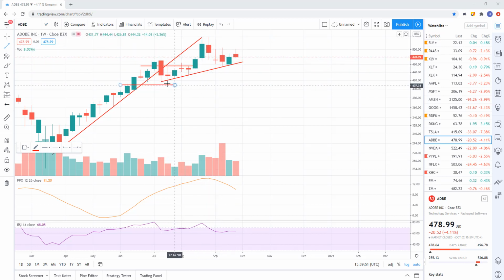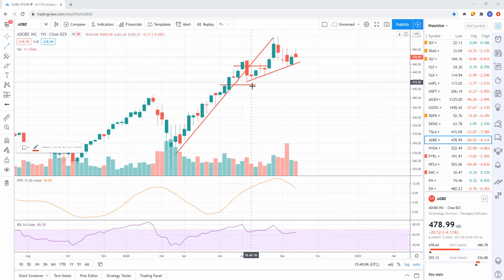So we do have this support line that we've been walking up on the weekly. A break in that support line on the weekly should set in motion the larger term downtrend in Adobe, and I do think that's what's going to happen.